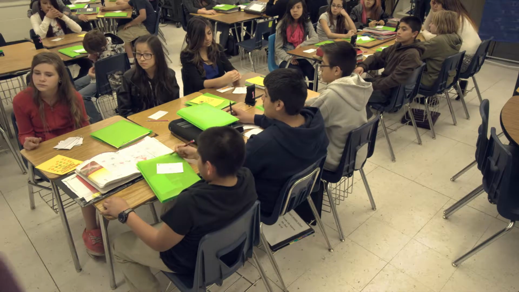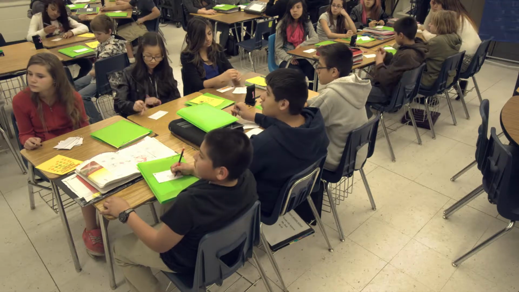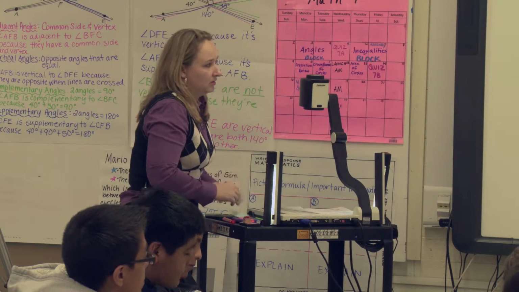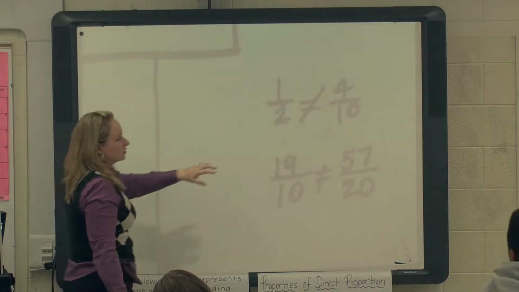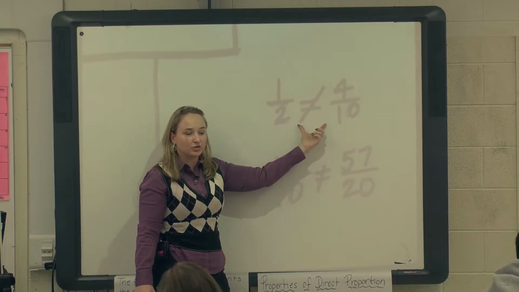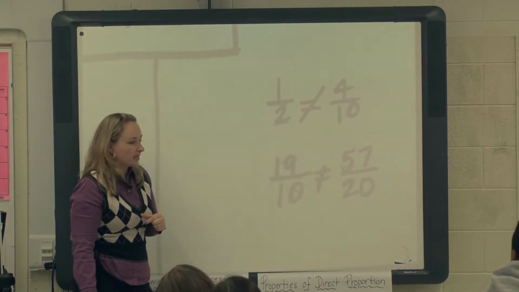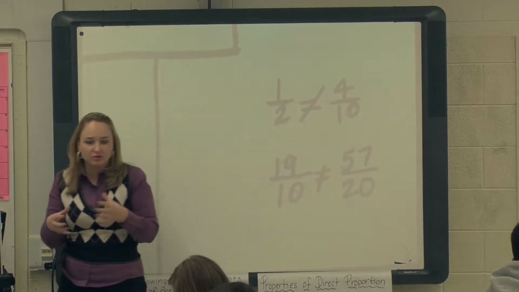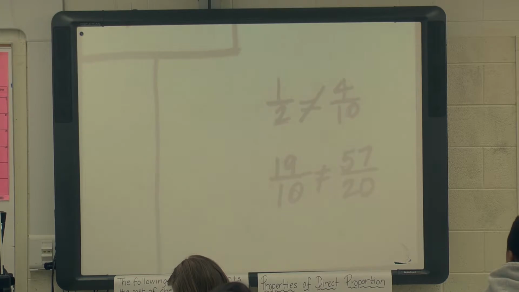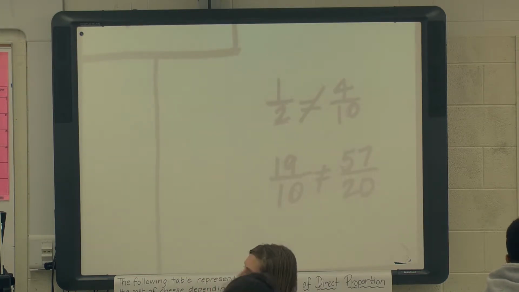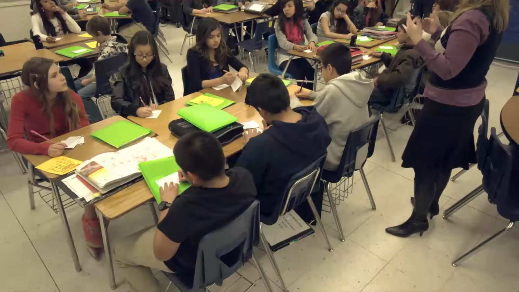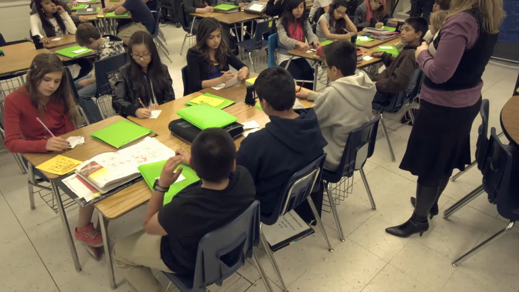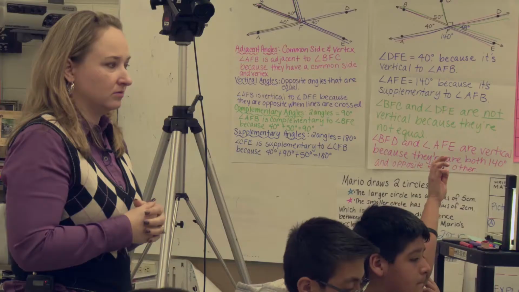Okay, so let's look at some non-examples. So here are some non-examples of proportion. 1/2 is not equivalent to 4/10. So these two ratios are not a proportion. They don't make a proportion. 19/10 is not equivalent to 57/20. So those two ratios do not make a proportion. We just talked about how we know they're equivalent. How do we know 1/2 is not equivalent to 4/10? How do we know it's not equal?